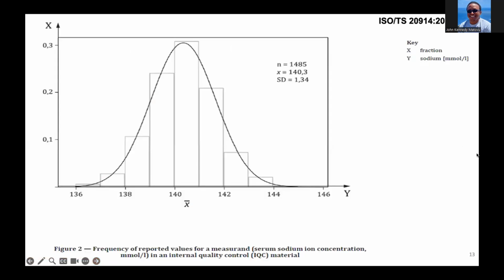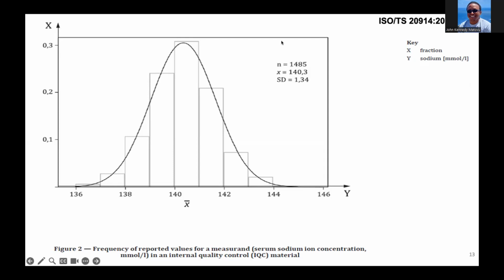So again, just a reminder now of how we get that calculation of MU before we start debriefing our homework. Let's just run through this very quickly. This graph is a representation of a measurement of a particular analyte, serum sodium ion concentration, in IQC materials. If you look at this graph, you can tell that the measurements are basically following a bell curve.